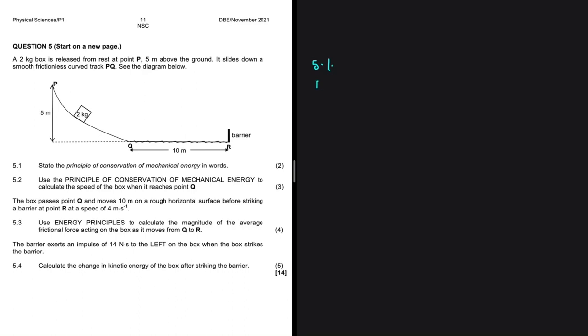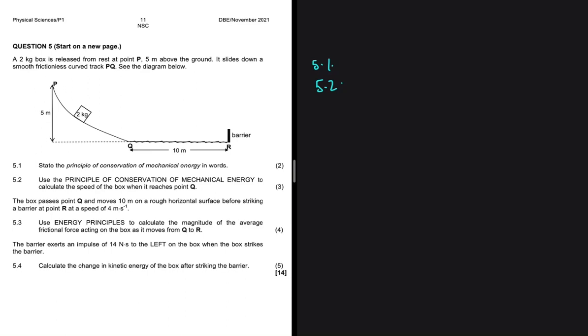And then now moving to 5.2, the question states: use the principle of conservation of mechanical energy to calculate the speed of the box when it reaches point Q. So let's go through our question statement so we can see what is going on.